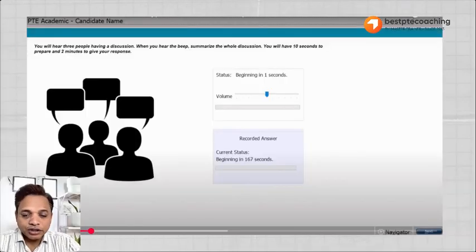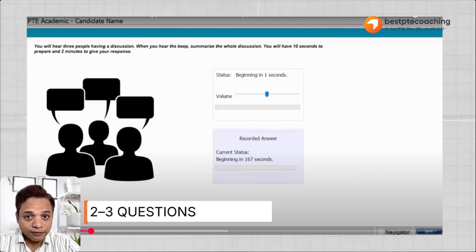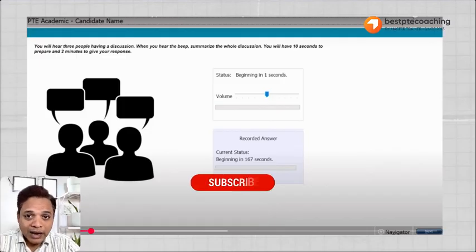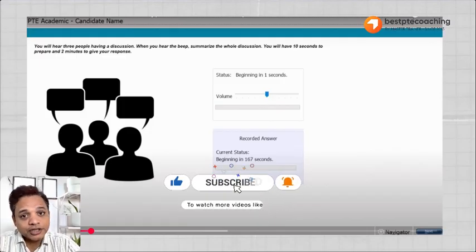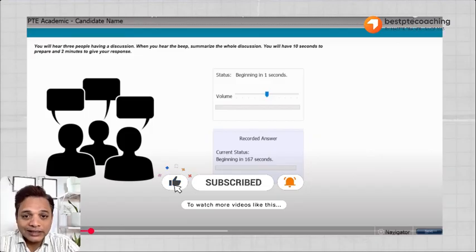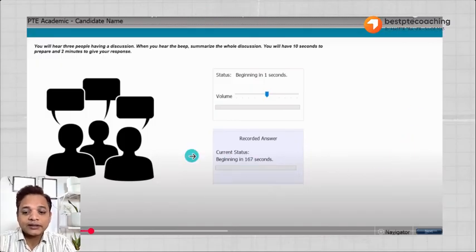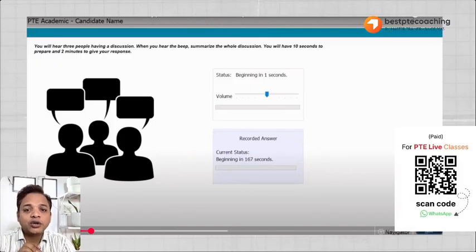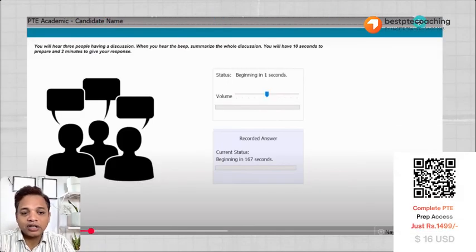In the real examination, you get a minimum of 2 questions, maximum 3 questions. In fact, in my previous examination, which was 1.5 to 2 months back, I got 3 questions from summarized group discussion. So on the exam day, it appears like this. It is going to come on a 22-inch monitor in the real test. And here is the PT exam name, and here is your name on the top right hand side.